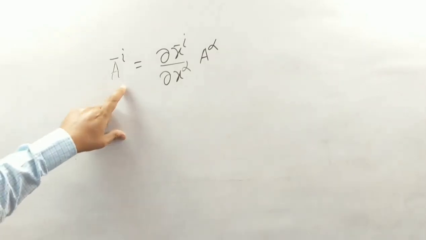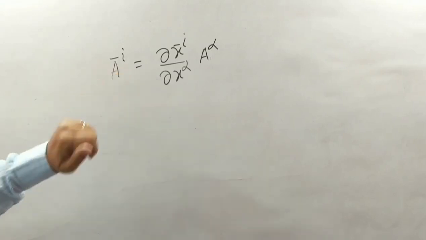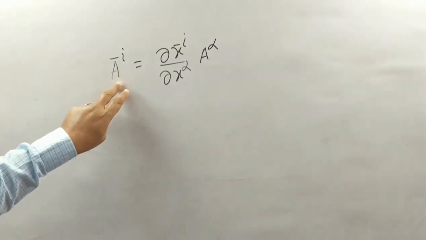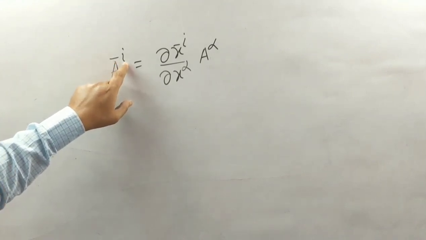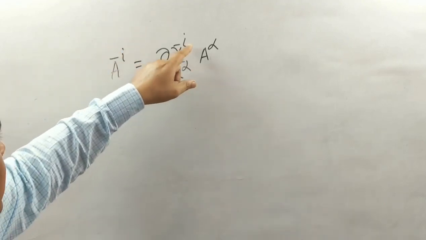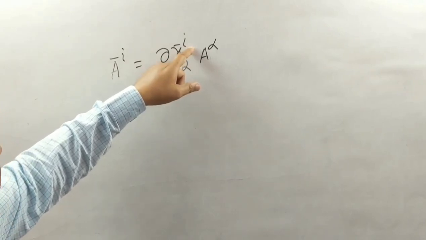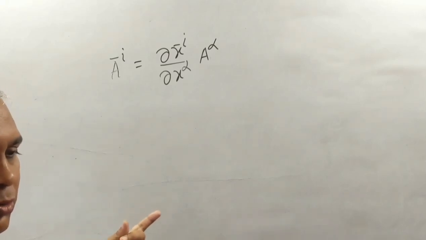In the case of a contravariant vector, that is the tensor of rank 1, the vector is a tensor of rank 1. Here the case is contravariant. In the contravariant case, we write I as a superscript, and on the right side also x bar I is in the upper position. This is the way of writing contravariant tensors or contravariant vectors. Similarly, for the contravariant tensor of rank 2, we will follow this rule.